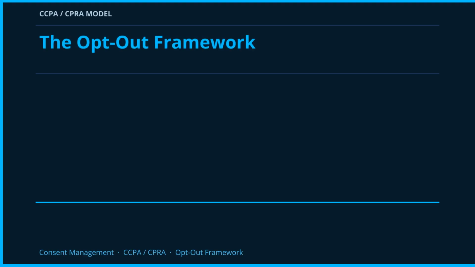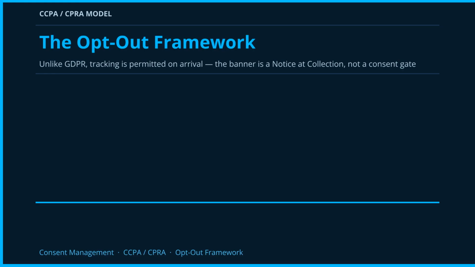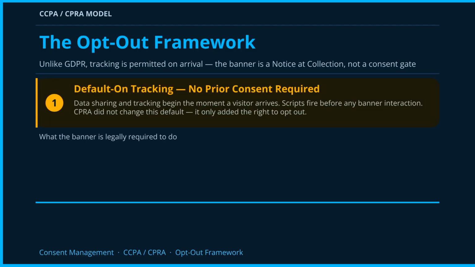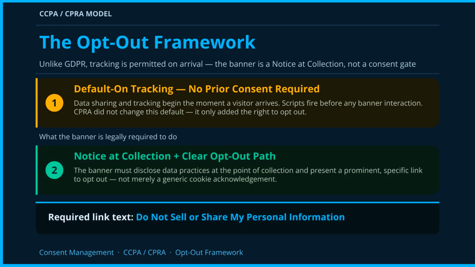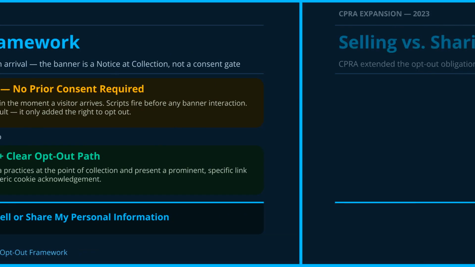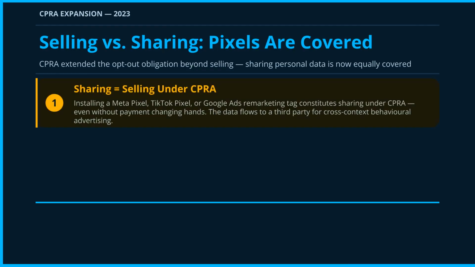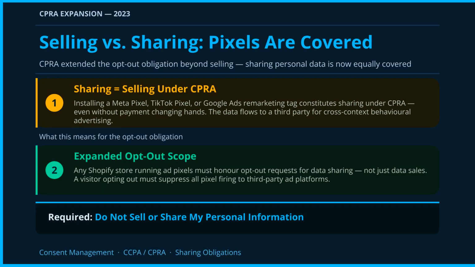The California Consumer Privacy Act, reinforced by CPRA in 2023, operates on an opt-out framework. Unlike GDPR, tracking and data sharing are permitted the moment a visitor arrives. The banner's role is not a consent gate. It's a notice of collection with a clear path to opt-out. CPRA also extended the opt-out obligation beyond selling to include sharing. Installing a Meta Pixel, TikTok Pixel, or Google Ads remarketing tag now constitutes sharing under CPRA, even without payment. The required link is now "Do not sell or share my personal information."